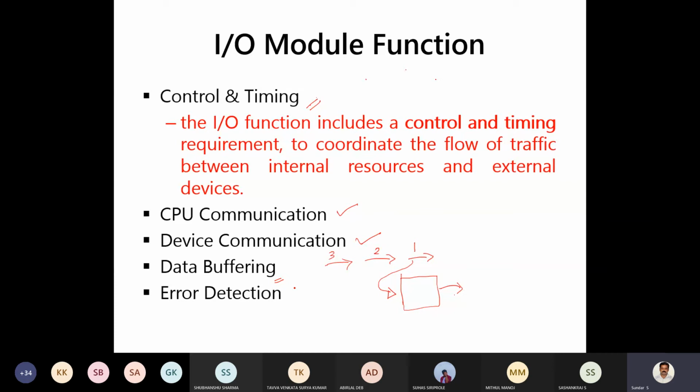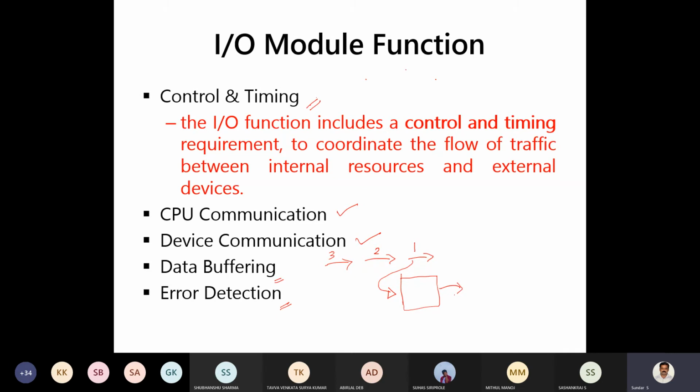While delivering the data, some IO models have intelligence. They can also have an error detection option, like parity error or Hamming code. There are different error detection schemes, and those things are also taken care of by the IO models. So IO models are not just simple ICs. They have all this intelligence.